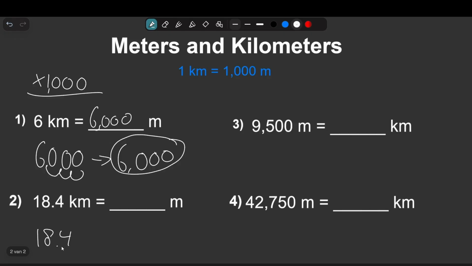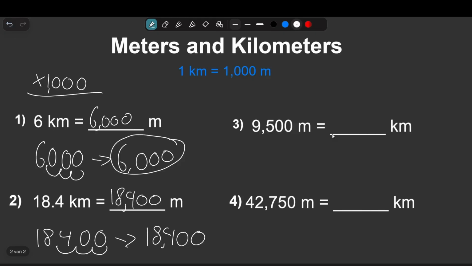In this one, we already have our decimal, so we're going to move it from this space to the right 3 times. So we're going to do 1, 2, and 3. So this spot is already filled with the 4, so we're going to fill these 2 spots with zeros. Now we're just going to rewrite this answer with the decimal in the right spot to get to our final answer. So we will get 18,400 meters as our final answer. So that were the first 2 examples.